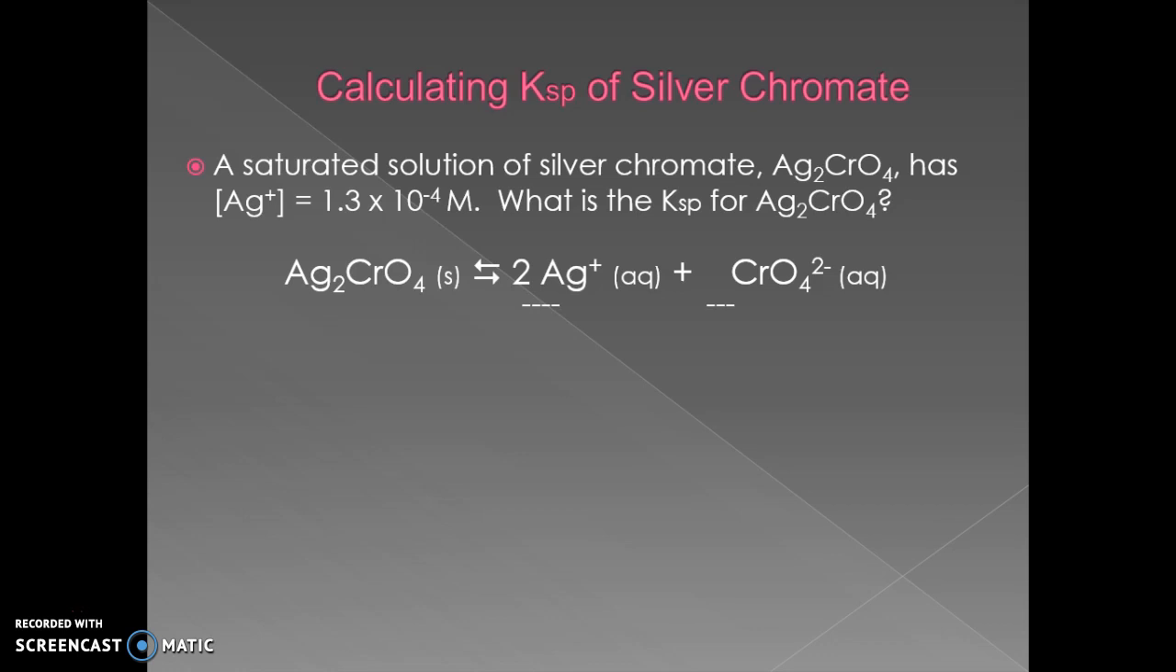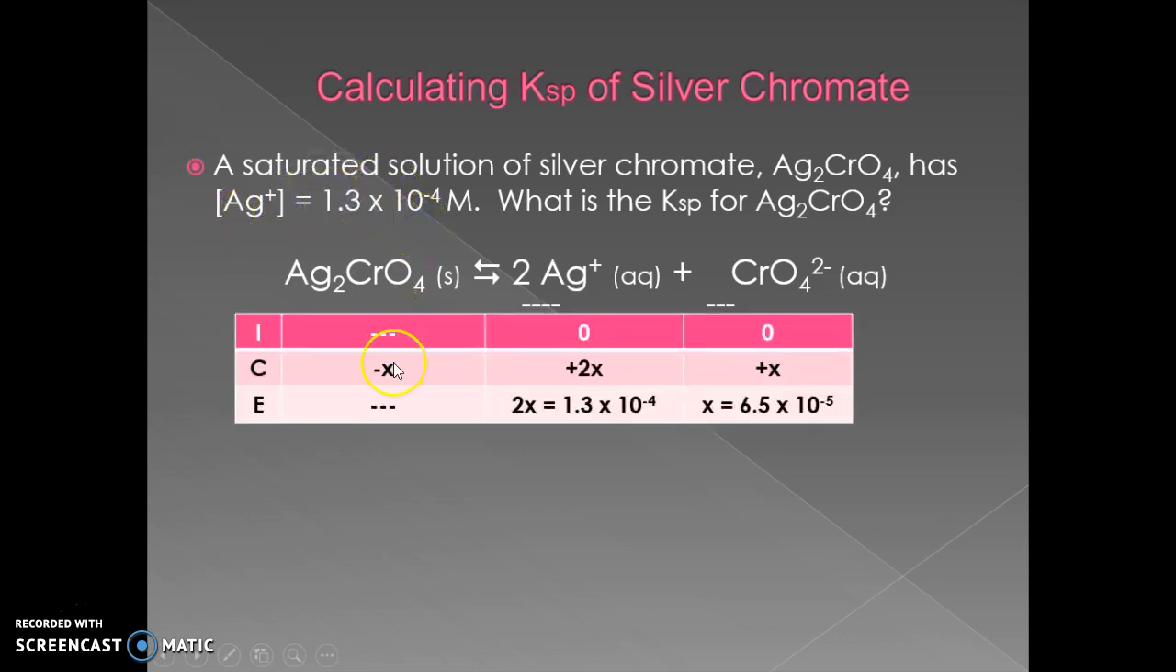Actually, we don't even need an ice chart in this case because we're already at equilibrium. So this is the equilibrium concentration. So we know that the silver ion concentration is 1.3 times 10 to the negative 4. Okay, but to figure out the chromate ion concentration, the ice chart is useful to kind of think backwards. So we know that this value is actually equal to 2x because we have 2 silvers to 1 chromate. So 1.3 times 10 to the negative 4 is actually 2x, which means chromate is half of that, or 6.5 times 10 to the negative 5th.